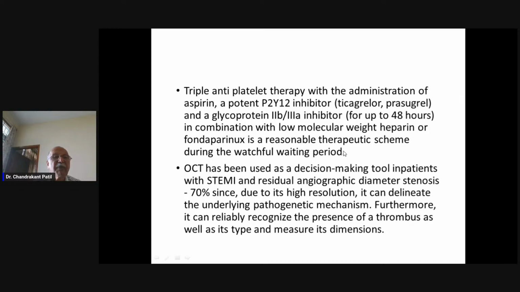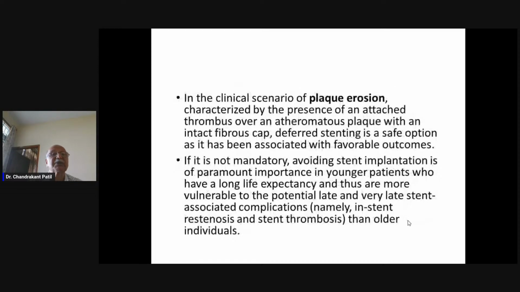Of course, optical coherence tomography (OCT) has been used as a decision-making tool in patients with STEMI and residual angiographic diameter stenosis of less than 70%. Due to its high resolution, it can delineate the underlying pathogenetic mechanism. Is there a plaque erosion or rupture? Furthermore, it can reliably recognize the presence of a thrombus as well as its type and measure its dimensions also. So, in the clinical scenario of a plaque erosion, I think deferred stenting is the best way to manage.